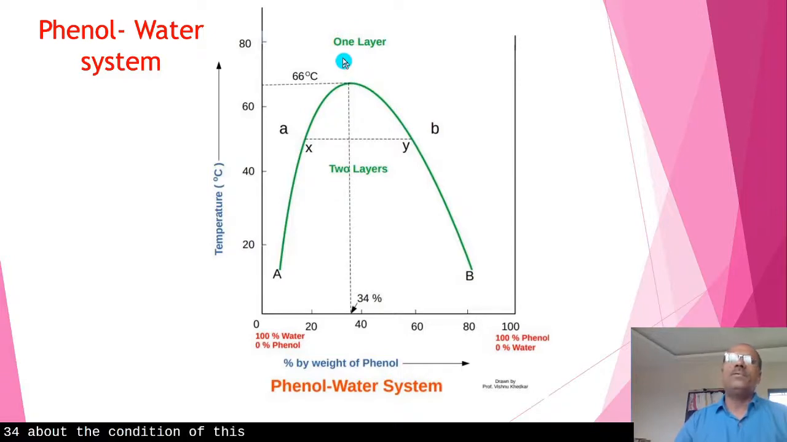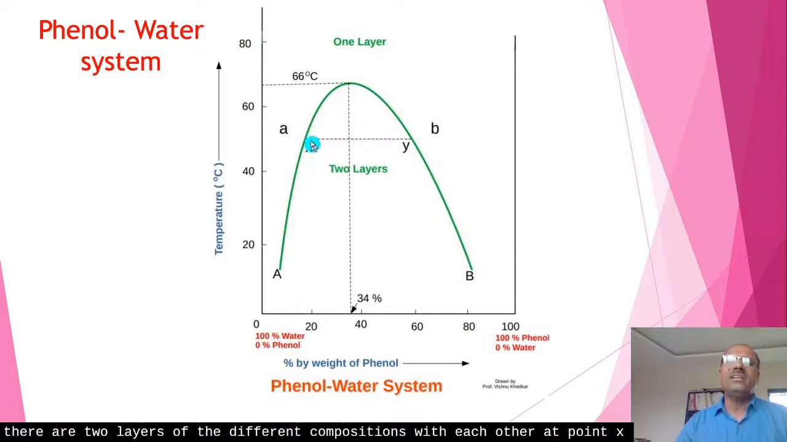What about the condition of this phenol water system above 66 degrees Celsius? Above the temperature 66 degrees Celsius, there is one layer only. Means the two partially miscible liquids are forming a single layer. What about the phenol water system below the curve? Below the curve, there are two layers of different compositions with each other.